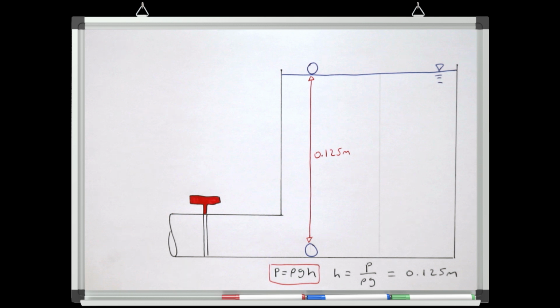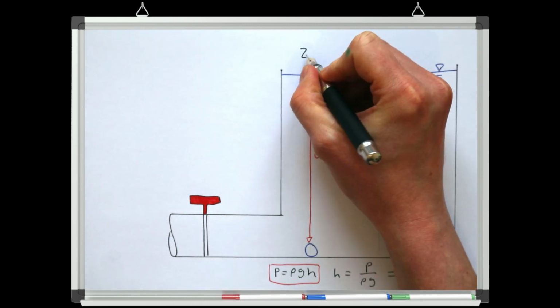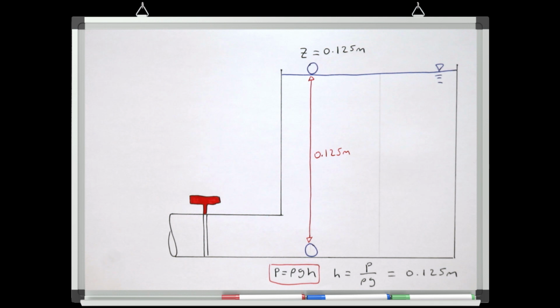Just think for a moment what form of energy this particle at the water surface has. This particle has 0.125 meters of potential energy from its elevation, because it's elevated 0.125 meters above the outlet pipe, which is the datum of this system. We'll denote elevation energy with the letter Z, and elevation energy is already in units of meters, so there's no need to do any conversion.